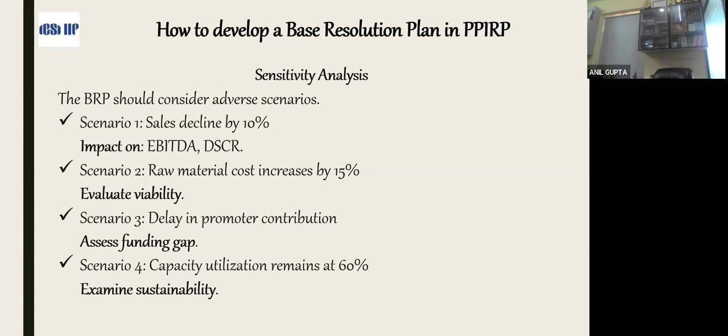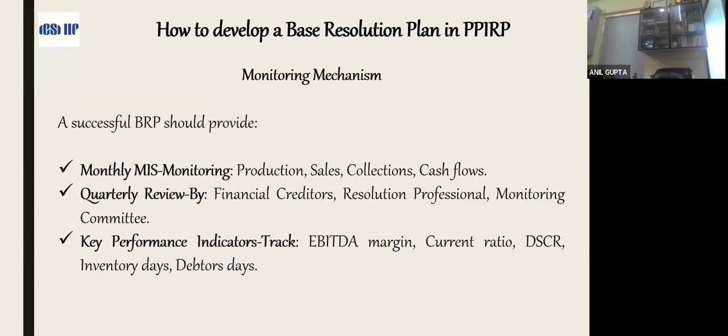So the scenario one, sales declined by 10%, impact on so-and-so. Raw material cost increased by 15%, evaluate the viability. Delay in promoters' contribution, assume fund gap, and capacity utilization remains 60%, not increase. Then examine the sustainability. So that's why, whatever projections are given, if those projections do not happen, what is the revenue of the particular company? All these things are to be assessed.